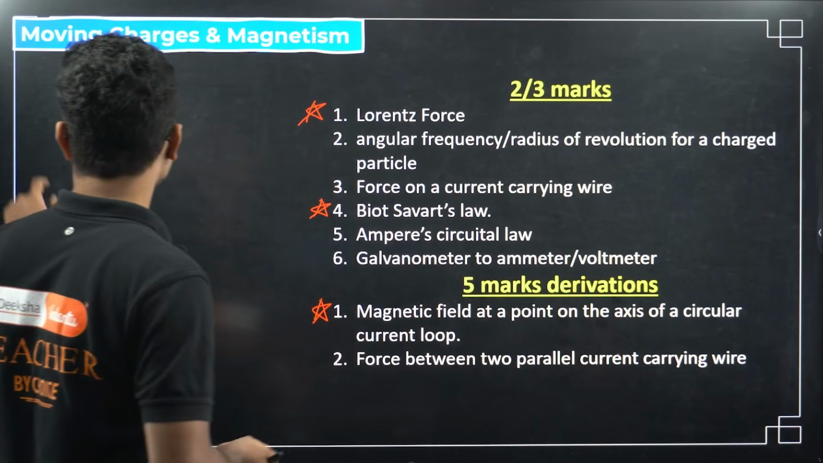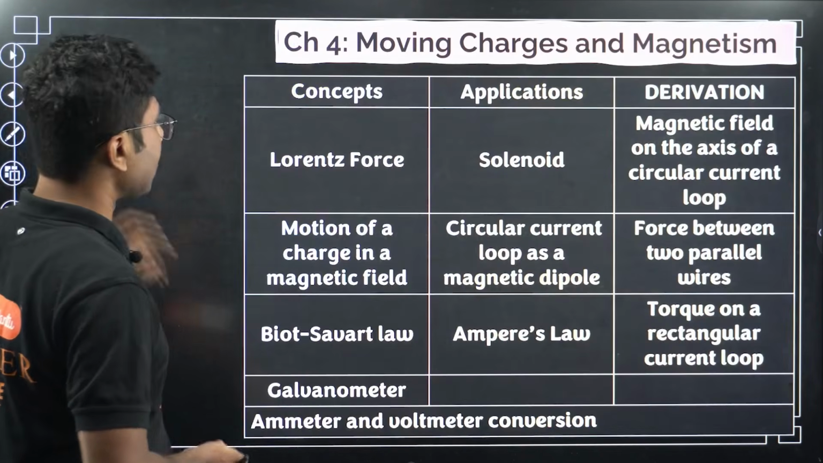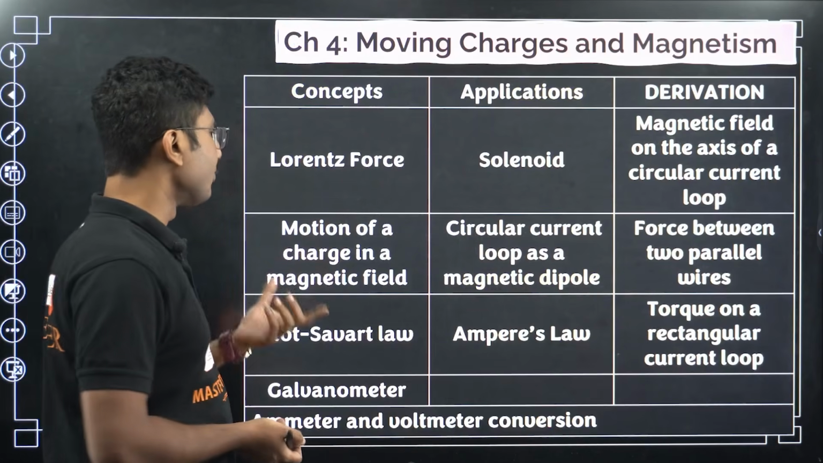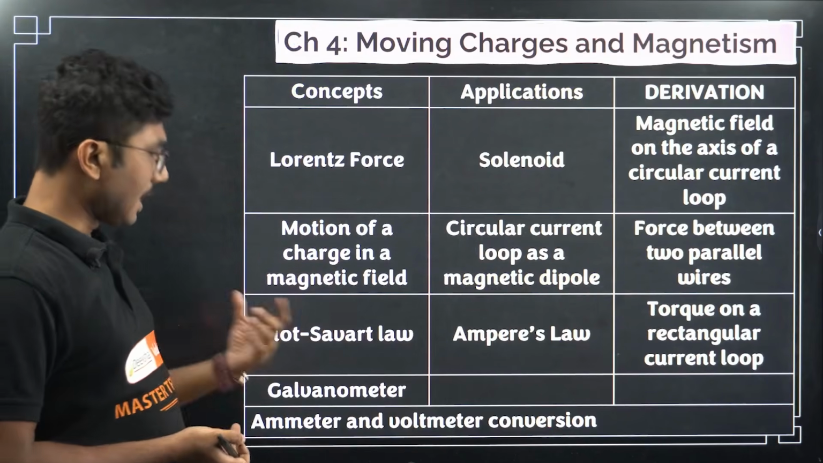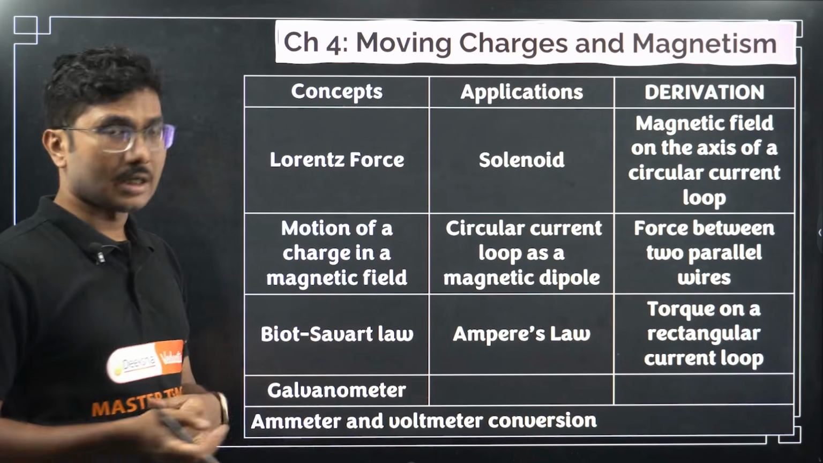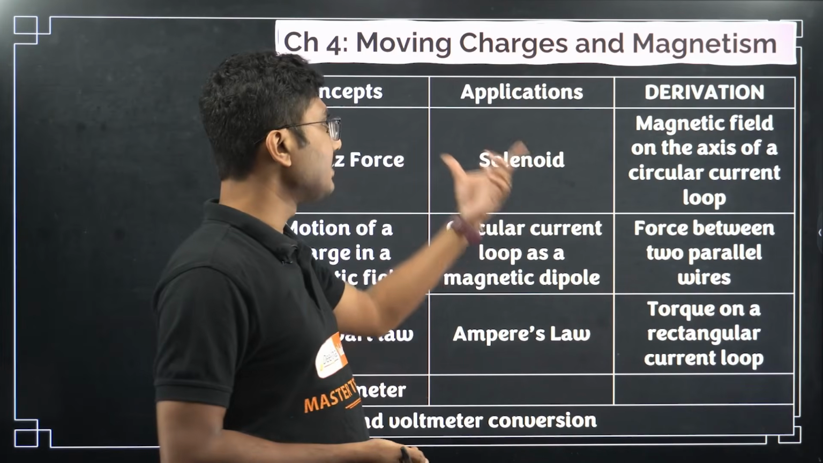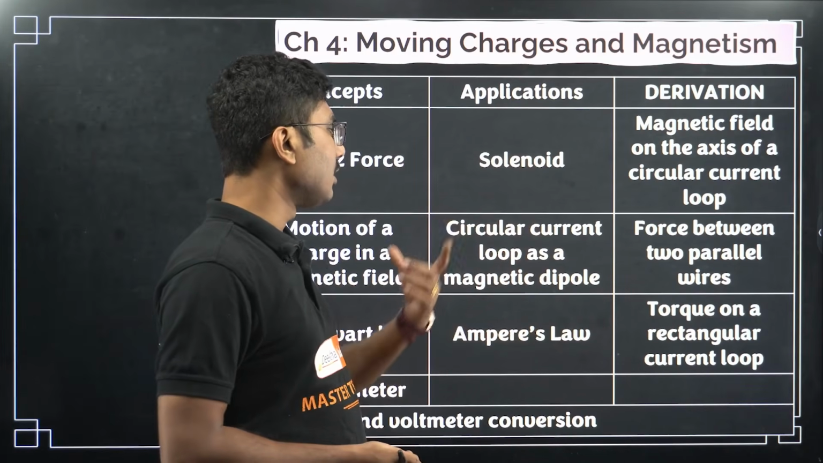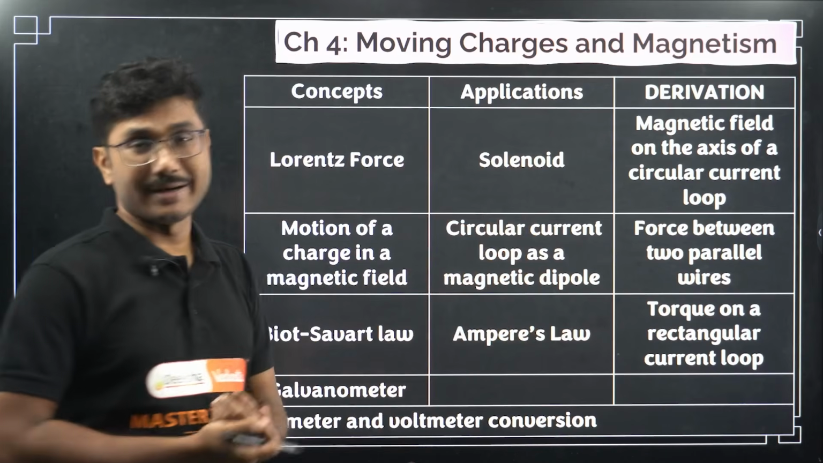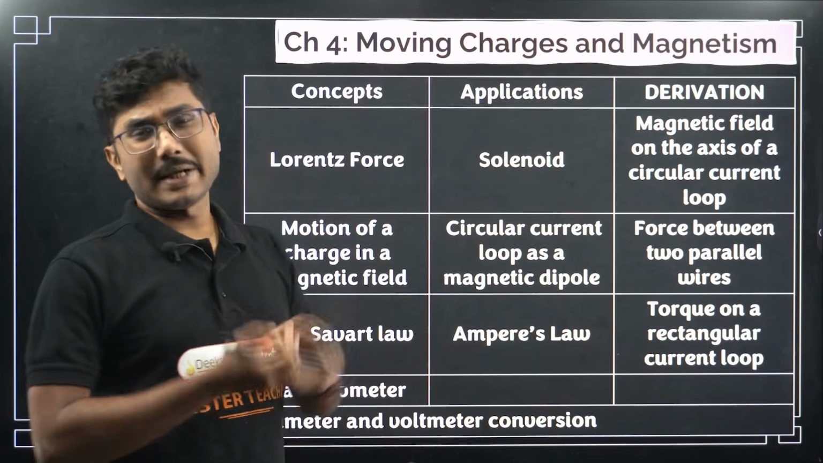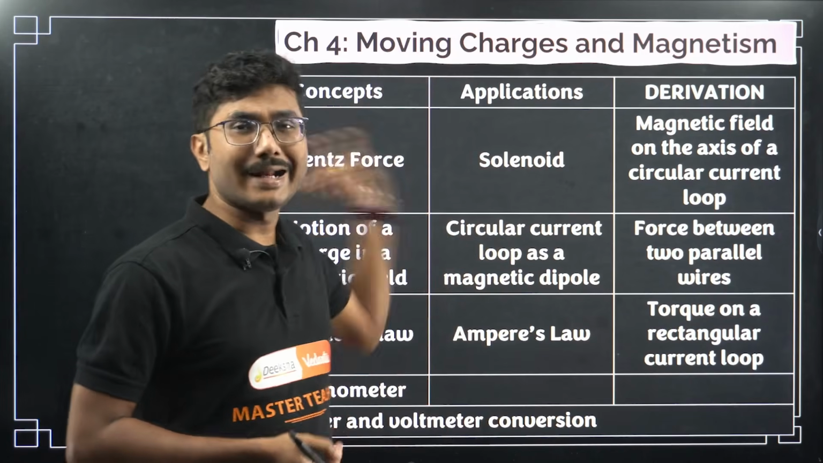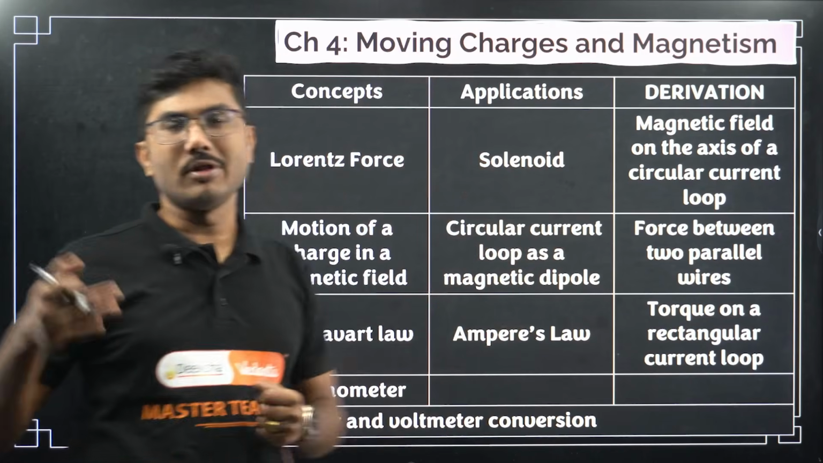Now what are all the topics that you must study from this chapter? Lorentz force, motion of a charge in a magnetic field, Biot-Savart's law, galvanometer, and ammeter and galvanometer conversion. Application wise, solenoid, and circular current loop as a magnetic dipole. Now what is the meaning of applications? Some of you may be wondering. Applications means there may not be a direct question, like what is a solenoid? That will not be asked.